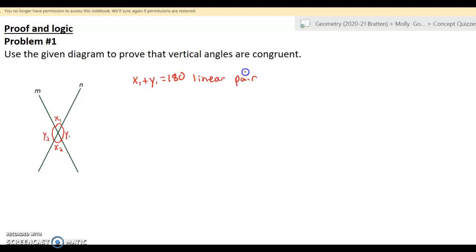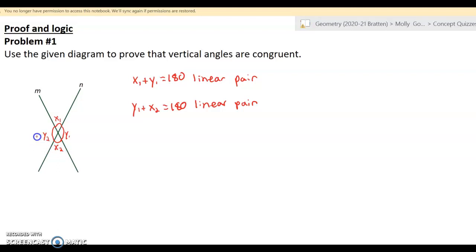And that's just an easy, simple equation. And then I also see another one between y1 and x2. And we know that linear pairs equal 180. So the second equation is going to be y1 plus x2 equals 180 because linear pair. And now that I have that, I could just keep going because I have a few others, x2 and y2 and then y2 and x1.